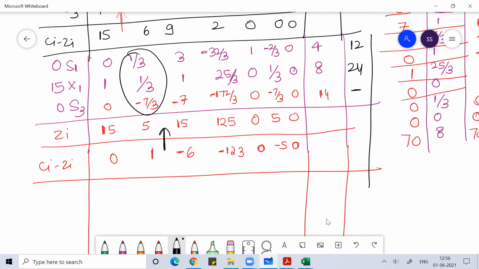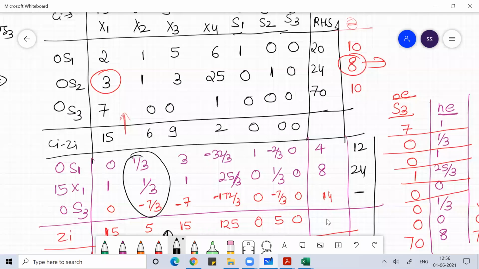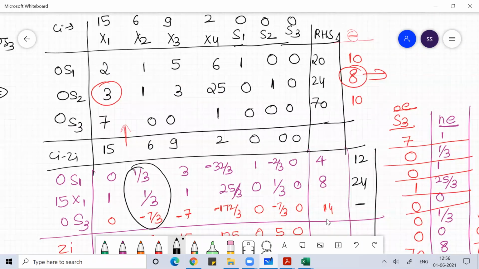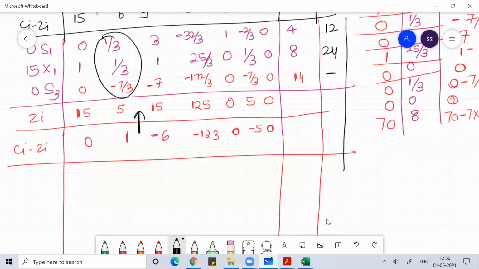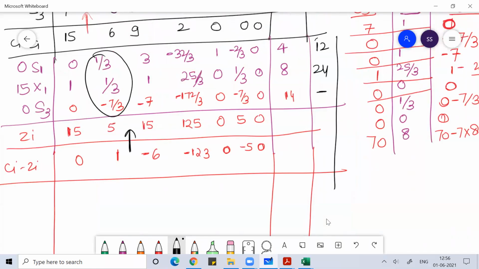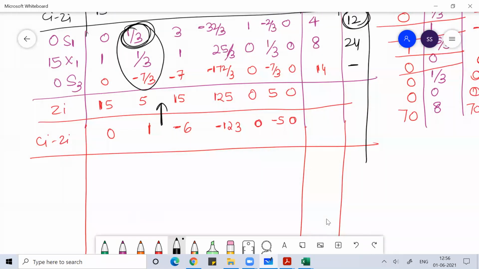So which value will it replace? You know that x2 will enter into the solution. So x2 will replace whom? x2 will replace s1, that is the smallest value is 12. So this would be your pivot element, 1 by 3 would be the pivot element. So this is x2, this is x1, this is s3.